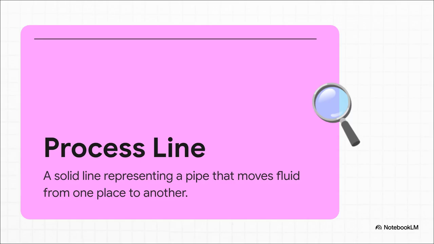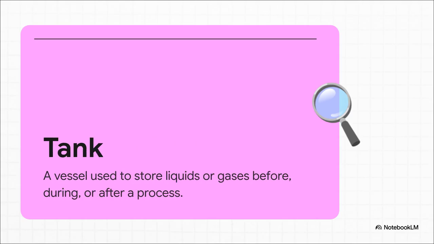First up, the most basic, fundamental symbol of them all, the process line. This simple, solid line you see everywhere, that's a pipe. It's the circulatory system of the whole plant, just carrying fluids from point A to point B. Simple as that. Next up, we have the tank. This symbol represents any kind of vessel that's used to store material. This is often where a process will start or end, holding either the raw materials or maybe the finished product.